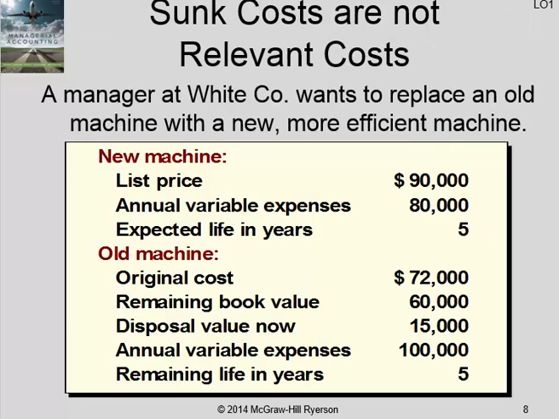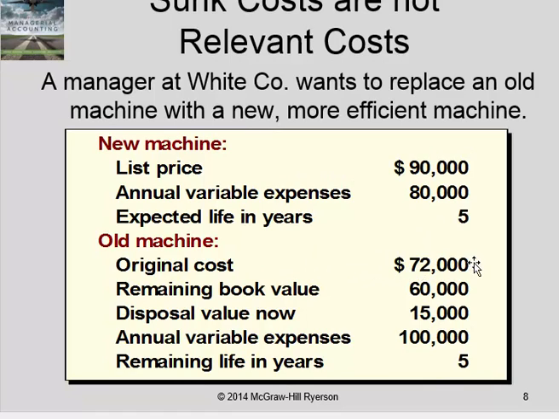So let's look, generally speaking, then. We'll start our analysis here with sunk costs and an explanation as to why sunk costs are not relevant. In this example, a manager at White Company wants to replace an old machine with a new machine. So we look at the numbers here. The new machine is going to cost $90,000. It'll have annual variable costs. It'll last 5 years. The old machine had an original cost of $72,000, a remaining book value of $60,000, a disposal value now of $15,000, annual variable expenses, and so on.